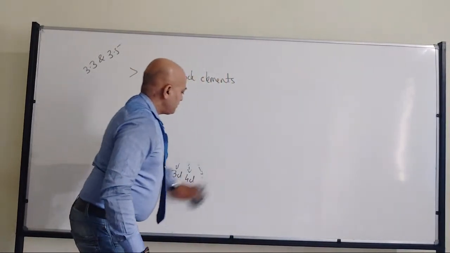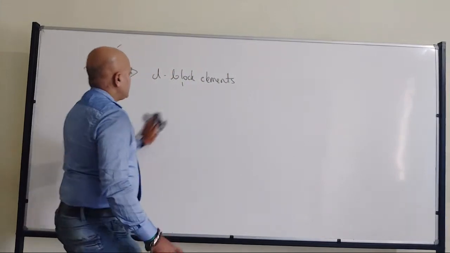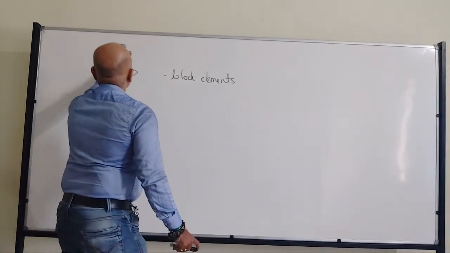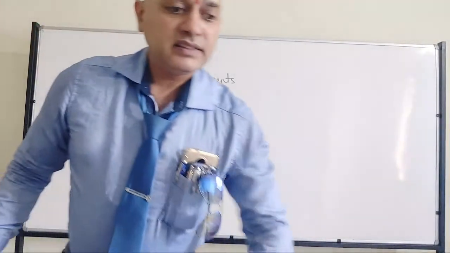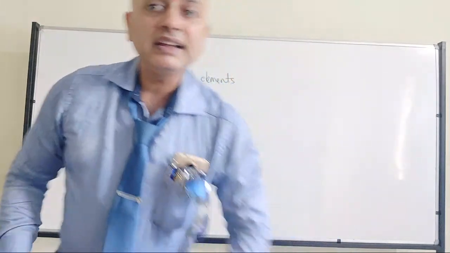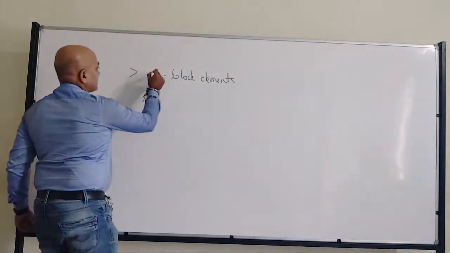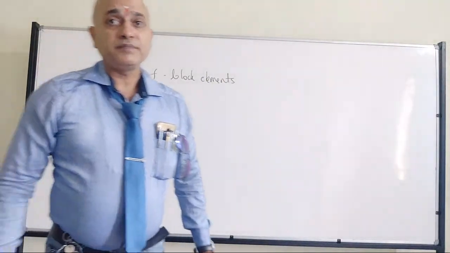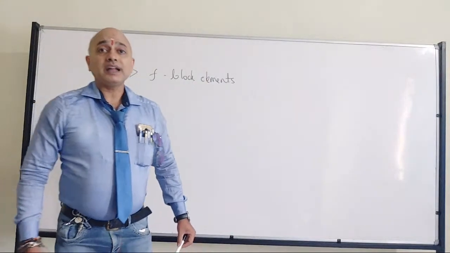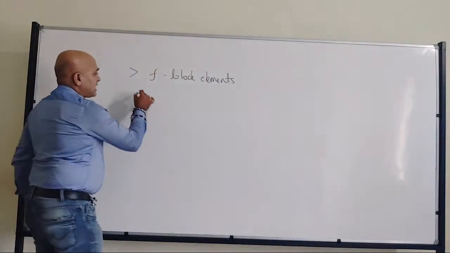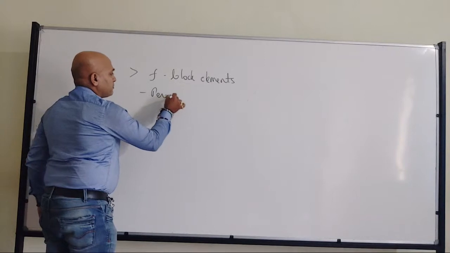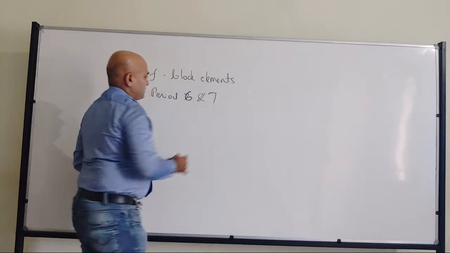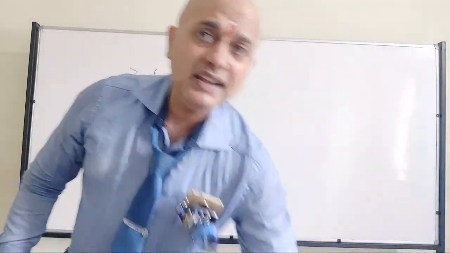Fine. Now we will come to the next one, which we had started with, that is F block elements. So that's where we have the F block elements which we have discussed. Now, if you remember, F block elements include period number 6 and 7.